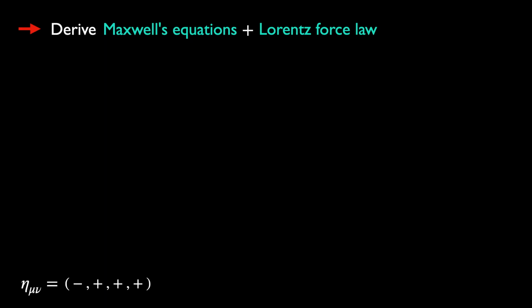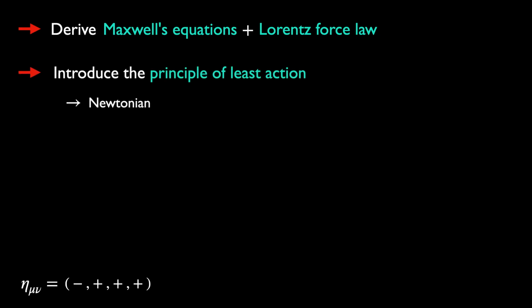To achieve this, we first give a quick review of the principle of least action, starting with the simple example of the Newtonian mechanics of a single particle. We will show how the Newtonian equations of motion can be derived by requiring that a functional, known as the action, be extremized by arbitrary variation of the particle's trajectory. This will be clear in a moment.